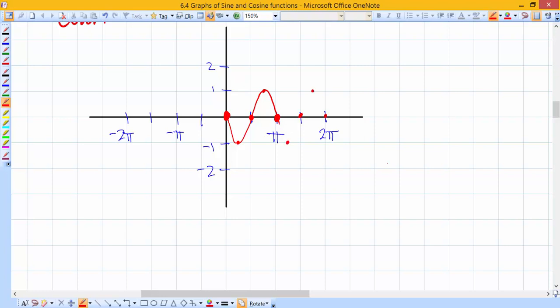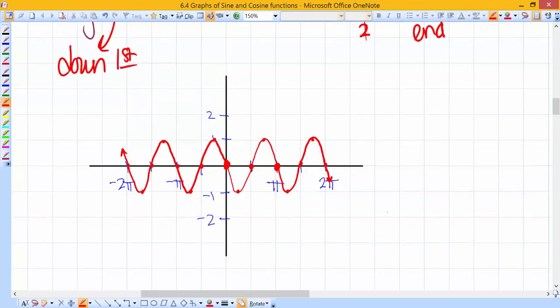Again, we're talking movement around a circle. And then it's symmetric to the origin. I'm following the pattern from the other side. Just up, down, up, down, up, down. Don't forget your arrows, and there's your graph.